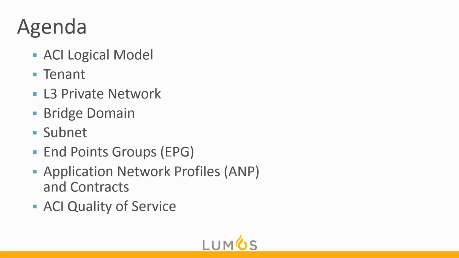we'll talk about a bridge domain, or VXLAN, we'll talk about subnets as a subcomponent of a bridge domain, we'll talk about endpoint groups, or EPGs, we'll talk a lot more about application network profiles, or ANPs, as well as their contracts, subjects, and filters. And then we'll finish up by talking about quality of service, or QoS, in ACI.